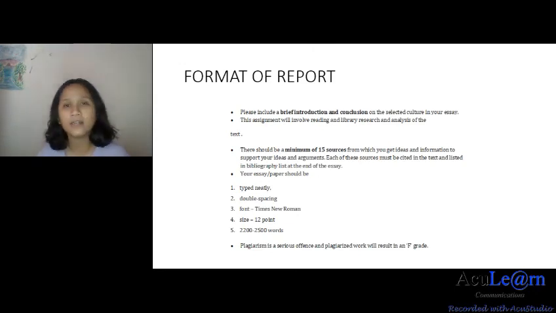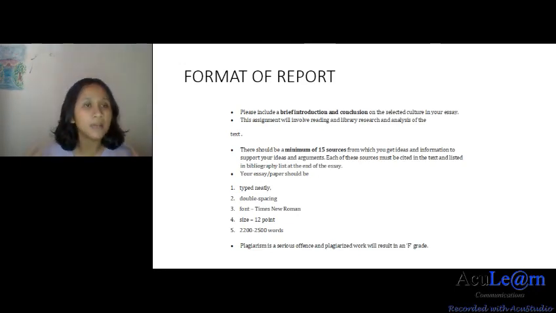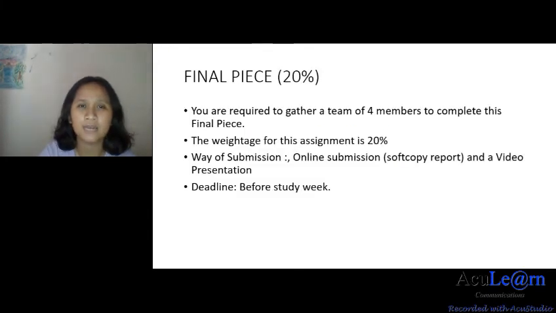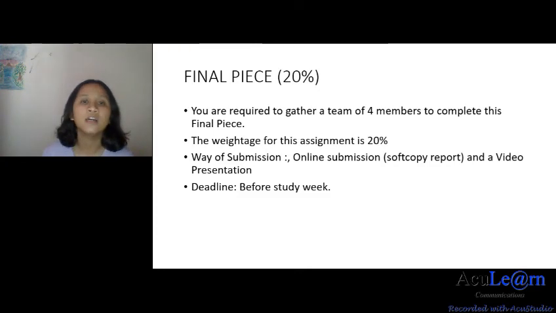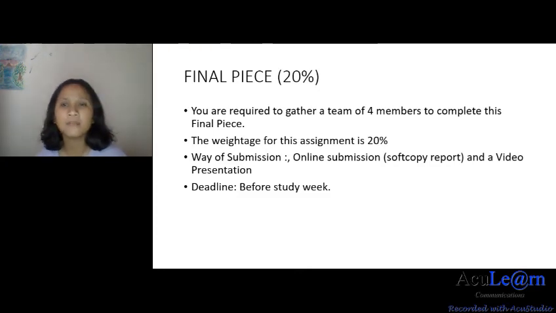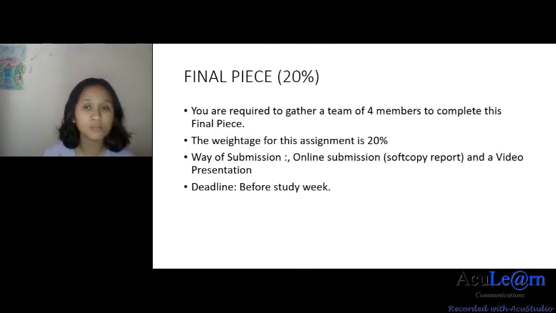Why is it not an individual assignment? Because we have a number of people in this classroom, and it's much easier to do pair work. So that is for the first assignment. For the last assignment, which is the final piece, worth 20%, you are required to gather a team of 4 members to complete it. It's also an online submission and a video presentation, and it's before study week.